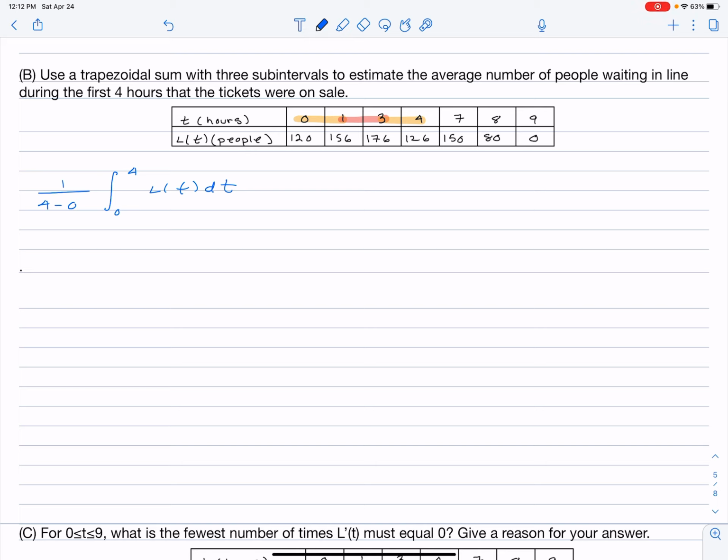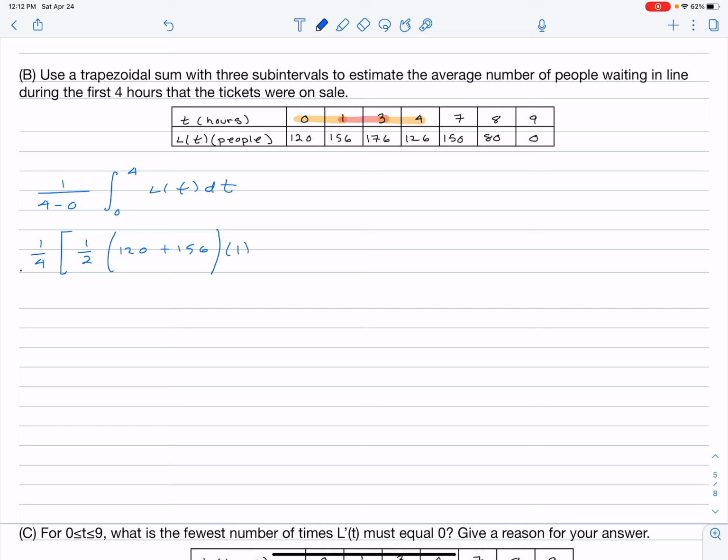So what's going to be our answer? Our answer is going to be 1/4. Let's do the first trapezoid. Again, you don't have to get fancy. Find the value for each trapezoid. So again, our trapezoids are base times height. Well, sorry, the average of the bases times the height. So our bases are from 0 to 1, it's going to be 120 plus 156. And then our height is 1.